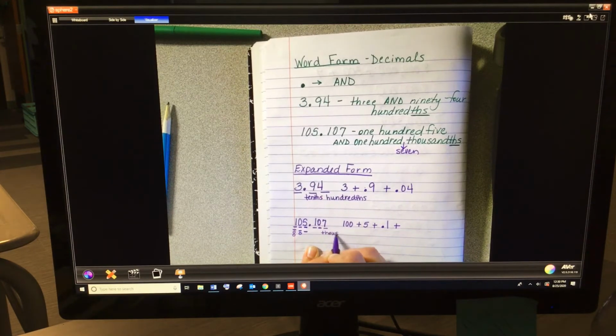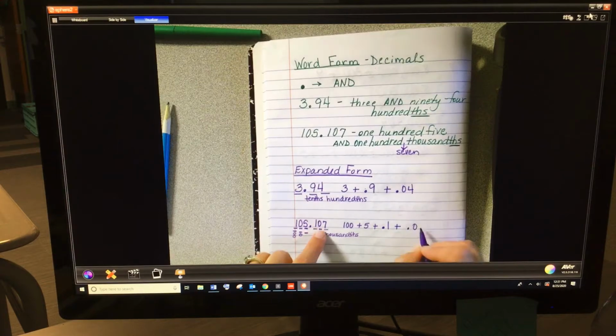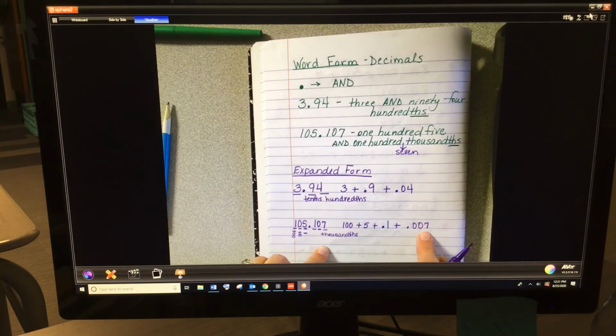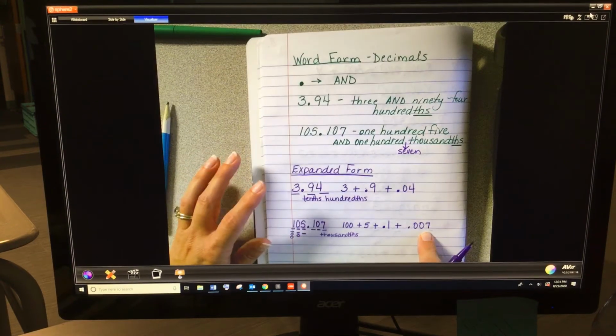Thousandths. So we're going to put that decimal and then a 0, then a 0, then a 7. That represents 7 thousandths. Okay, again, this was expanded form.